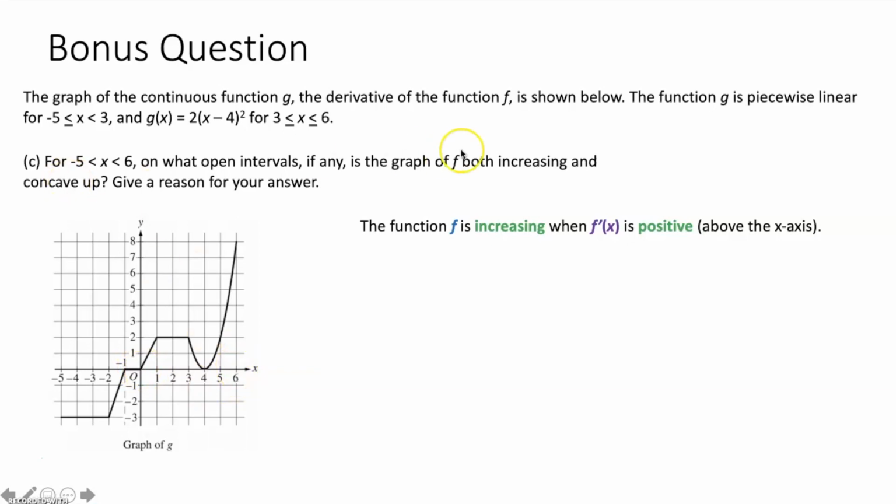Next, we have to determine where the graph of the original function f is concave up. Now remember, concavity is determined by the slope of the graph of your derivative, or the derivative of your derivative, or the second derivative.